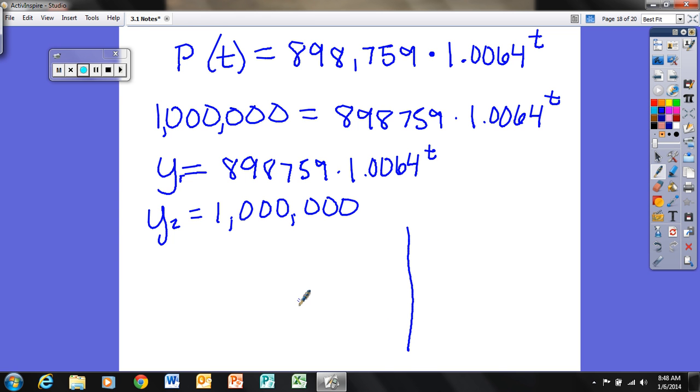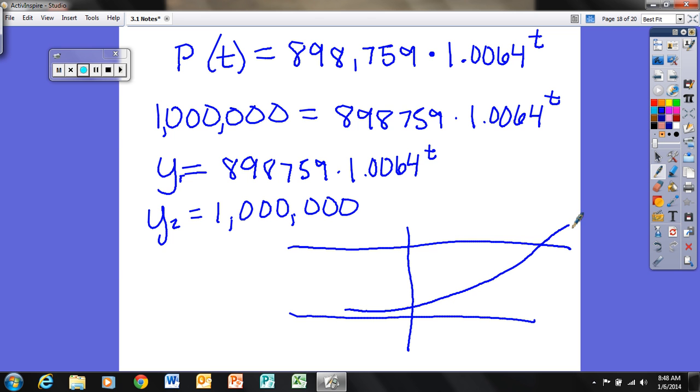You're going to end up getting a graph. Remember, 1 million is a constant, so that's going to be a straight line, and it's going to look something like that. How do we find what our t value is? Our t value, which is really our x in this case, is the intersection of both of those graphs. So whatever this point is here. We know that the y value is 1 million because that's what we wanted. We want to find out what our x value is, or what our t value is, how many years.